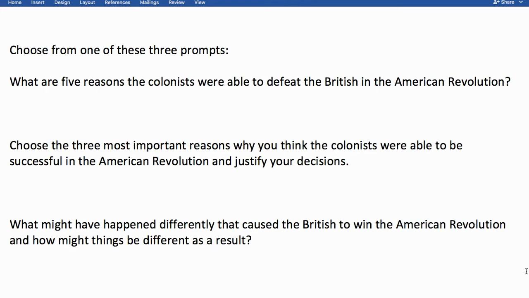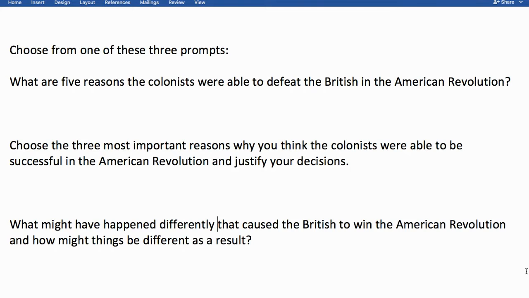So, for example, what are 5 reasons the colonists were able to defeat the British in the American Revolution? This is a comprehension application question where students either read about it in the book or heard you talk about it in a lecture or talked about it with classmates and what they saw. And they're just restating what it is that they heard. They're not putting any spin on it. They're not putting any of their own thinking into that. They're just restating information that they heard.